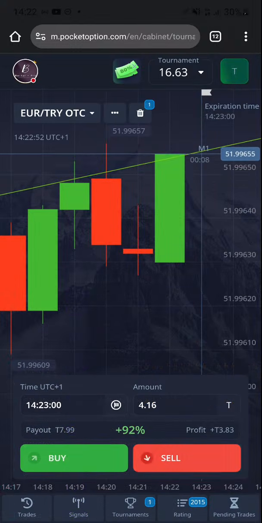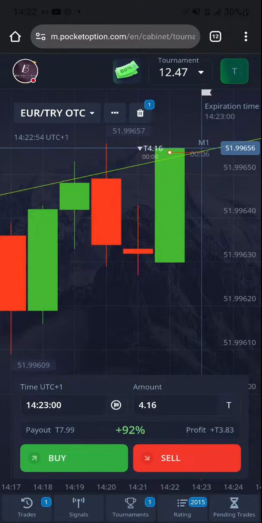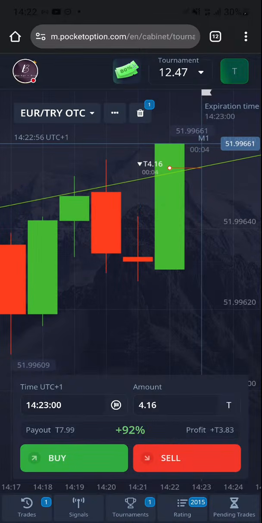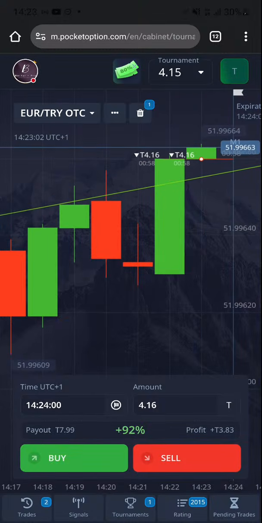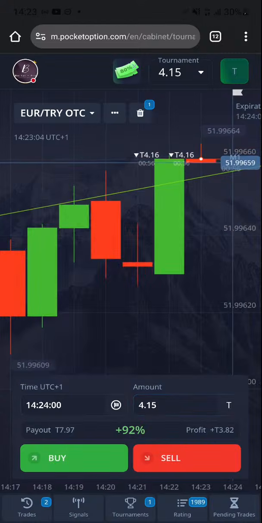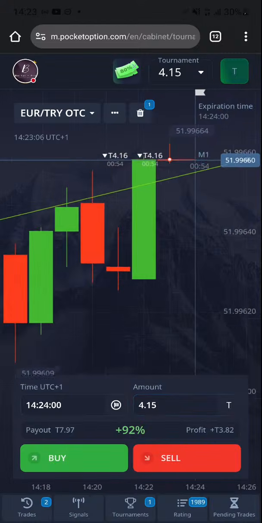I'm expecting a pullback here. Then we'll go with the sellers after this. Okay, the pullback did not happen, no problem. We'll take the trade here. You know what? I'm going in full margin. Or let me just, this one is fine.